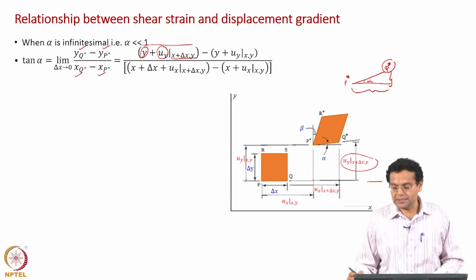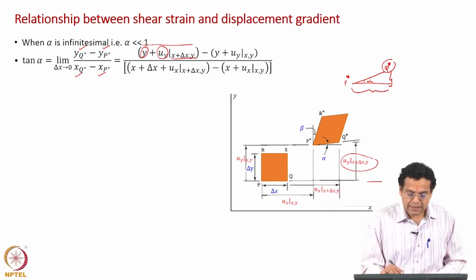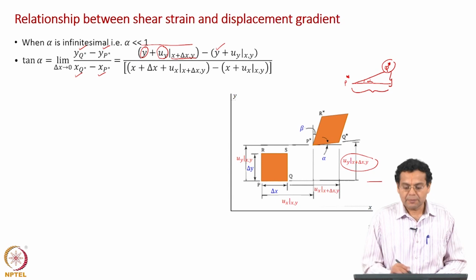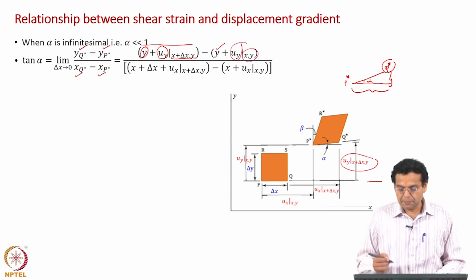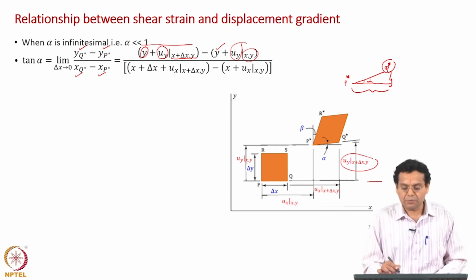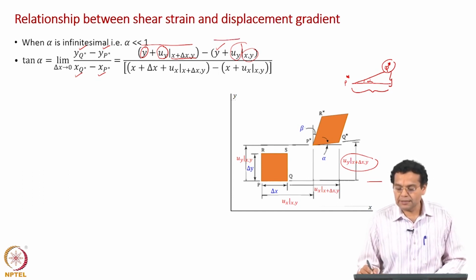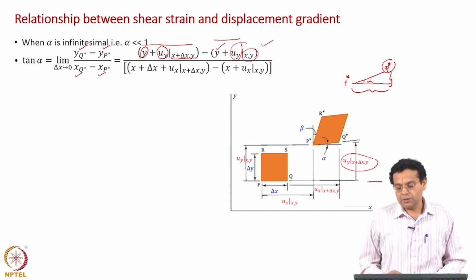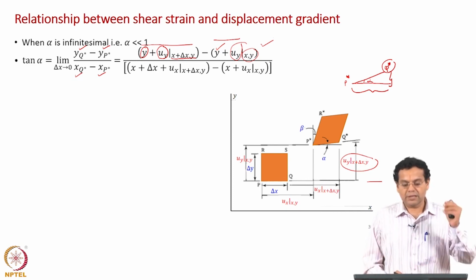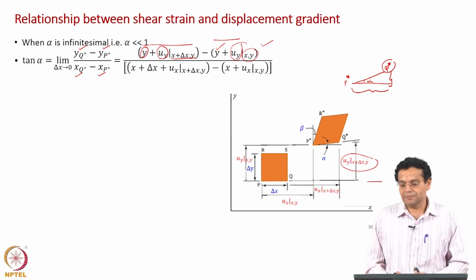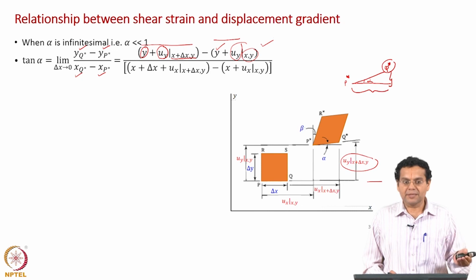Now, let us do it for p star, same as the earlier case: the old y position plus the vertical displacement, evaluated at x comma y, because p is at x comma y. Okay. So, when you add these two, you will get the y coordinate of p star, and the numerator tells the difference in the two y coordinates, y coordinate of q star minus y coordinate of p star.